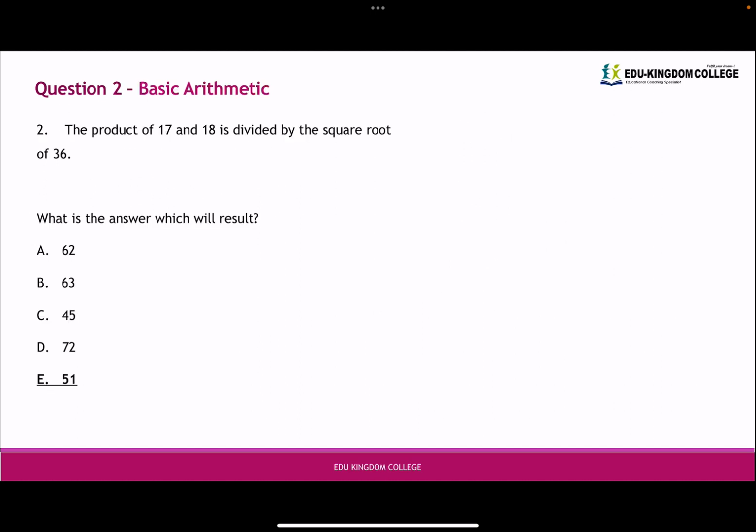Now, question 2, the product of 17 and 18 divided by the square root of 36. We're trying to find what it is. First we're just going to simplify the square root of 36, which is 6. Then we do 17 times 18 divided by 6, and we're going to do the divide first, as we said in our overview. So 17 times, and then 18 divided by 6 is 3. So 17 times 3 is going to equal 51.